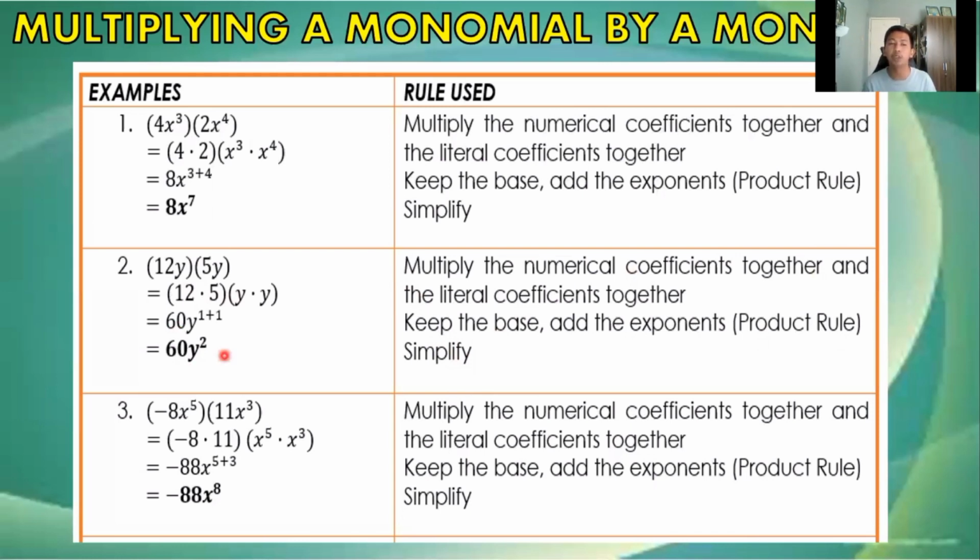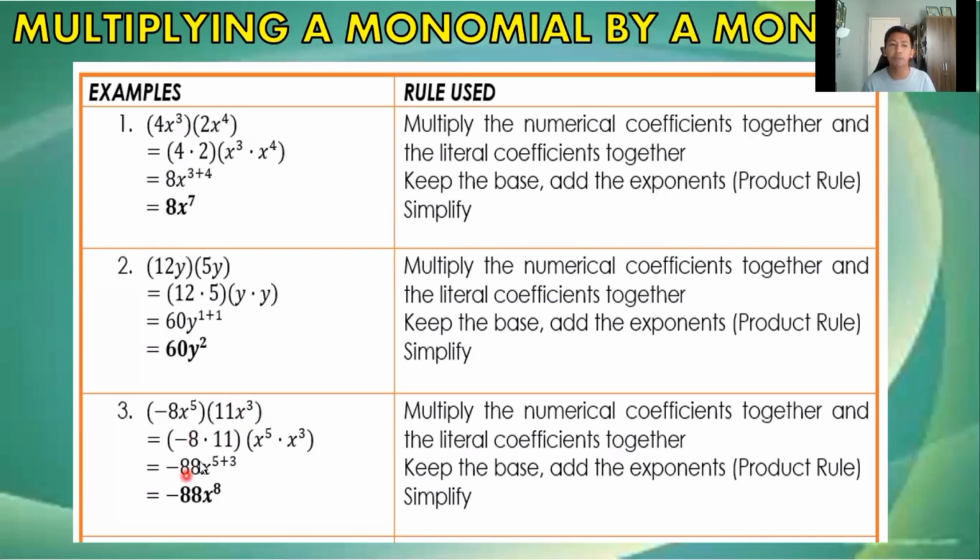So that's the product now when you multiply 12y by 5y. Next, number 3, we have the quantity negative 8x raised to 5 times 11x cubed. Take note, you have to carry the sign of the numerical coefficient when you are multiplying it to another numerical coefficient. Okay? So on the first monomial, the numerical coefficient is negative 8. So you have to bring down negative 8. And then you have to multiply it on the numerical coefficient of the second monomial, and that is 11. So negative 8 times 11, that will give you a product of negative 88.